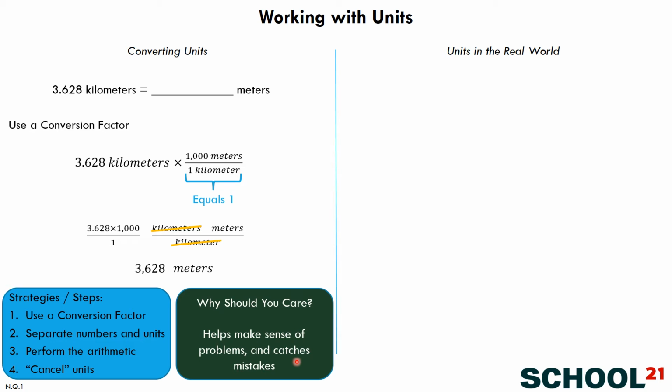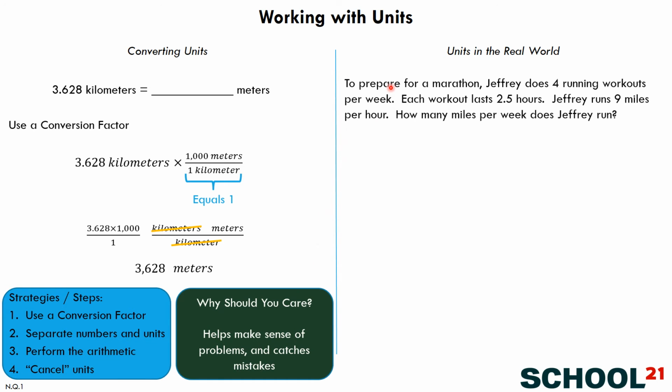And that's really important. So let's use units in the real world and see if we can do some of this same kind of thinking. And using the units, it'll help us to make more sense of it and make sure we don't make a mistake, okay? All right. So to prepare for a marathon, Jeffrey does 4 running workouts per week, and each workout lasts 2.5 hours. Jeffrey runs 9 miles per hour. How many miles per week does Jeffrey run?